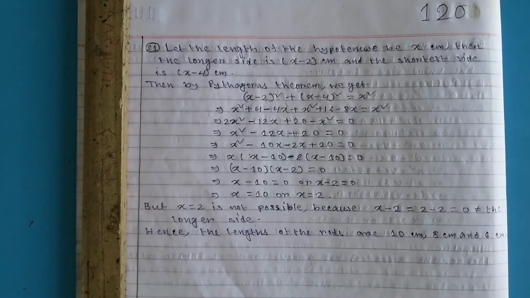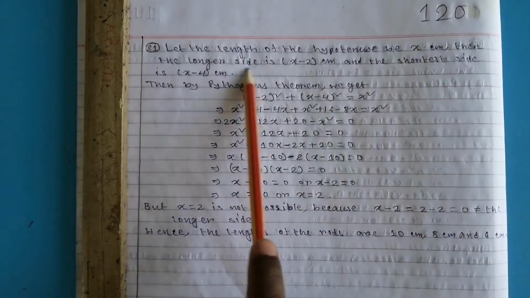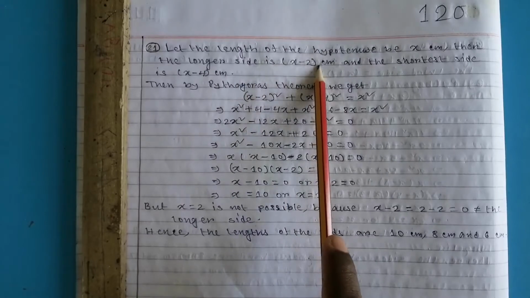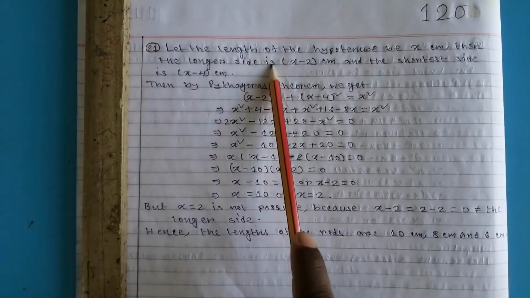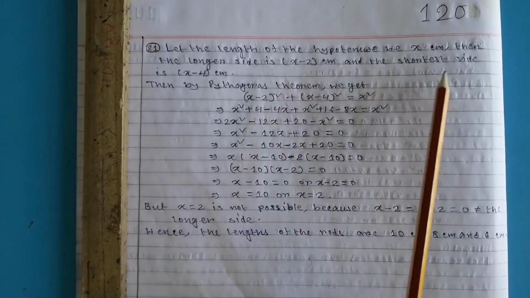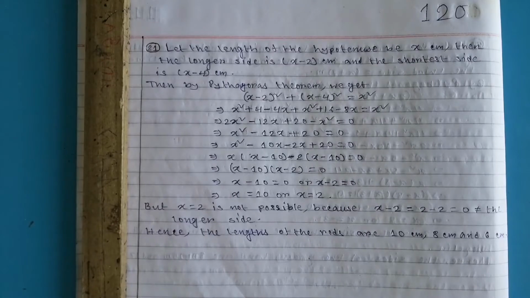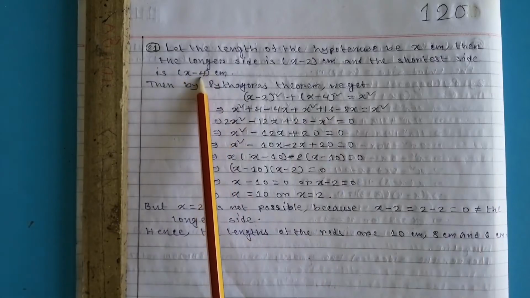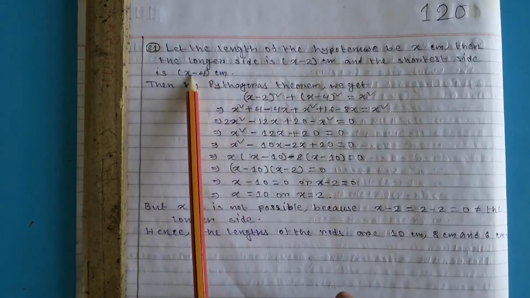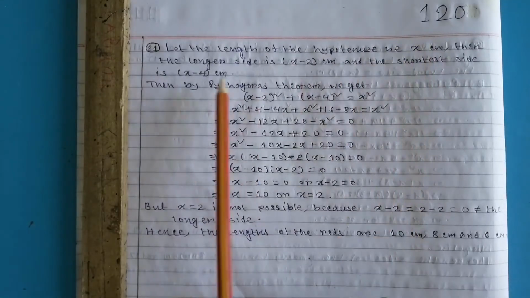So hypotenuse is 2 cm longer means the longer side will be x minus 2, 2 cm shorter. So the longer side is 2 cm shorter than the hypotenuse, and the shortest side is x minus 4, because it is told that the hypotenuse is 4 cm longer than the shortest side. Okay, so the shortest side is shorter than the hypotenuse by 4 cm.